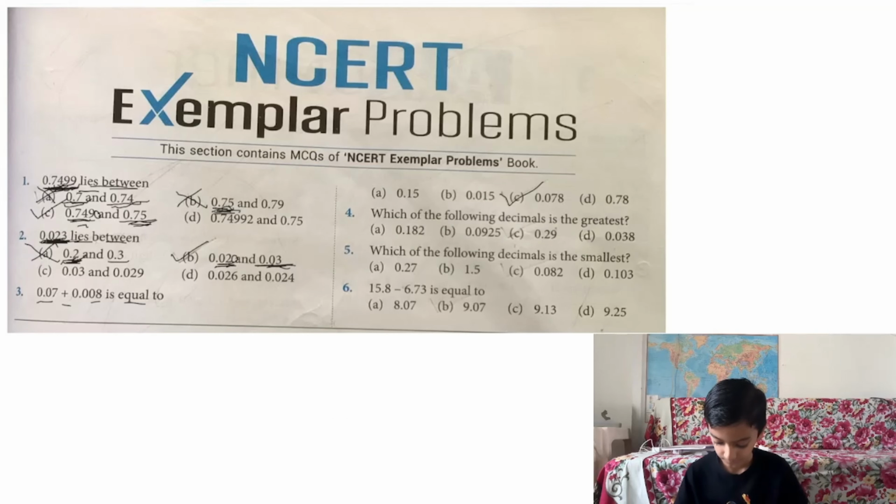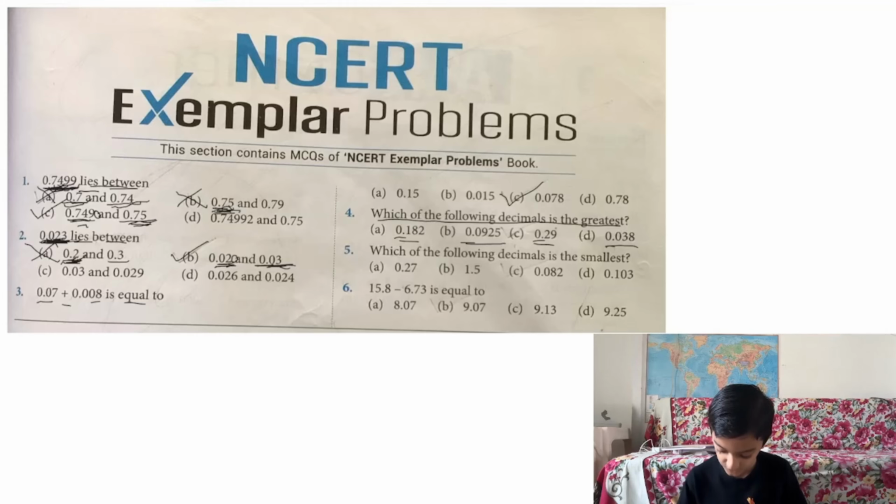Question 4. Which of the following decimals is the greatest? The options are 0.182, 0.0925, 0.29 and 0.038. From all these options, we have to find out which decimal is the greatest. So let's start by comparing. Here, of all the decimals, first let's compare the whole number part. Here, whole number part is 0, 0, 0 and 0. So now let's jump on to the fractional part because the whole number part is same.